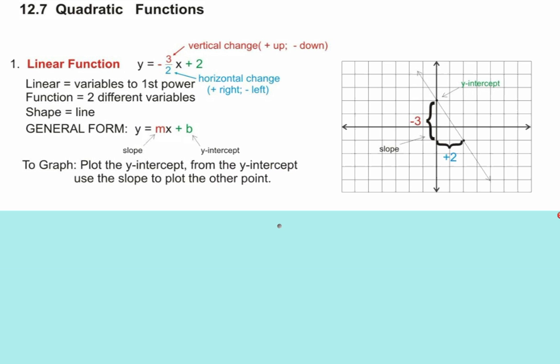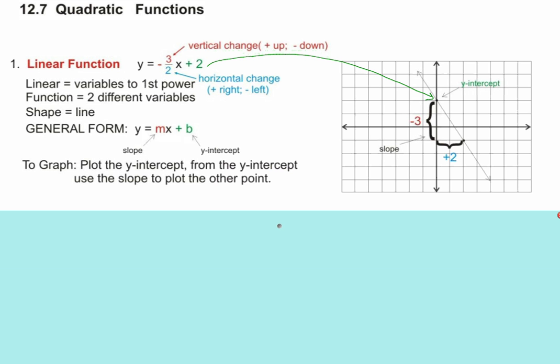All right, and hopefully remember slope-intercept form. As you remember, the m is the slope, and the b is the y-intercept. And therefore, if we had the example right here up top, y equals negative 3/2 x plus 2. If you remember, we're going to graph the y-intercept first. That's the plus 2, right? Up 2 on the y-axis.